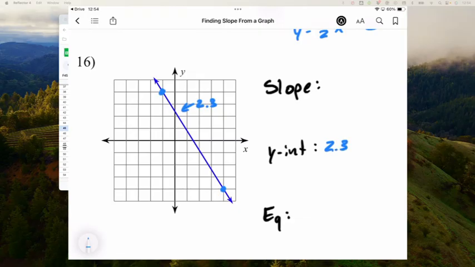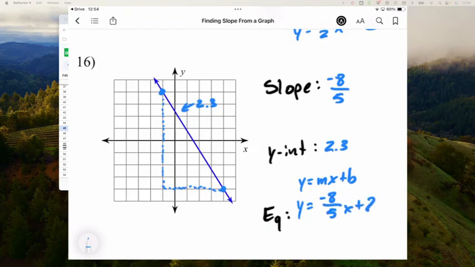And then the slope is going to be negative 1, 2, 3, 4, 5, 6, 7, 8. And across 3, 4, 5. Negative 8 over 5. Equation, y equals mx plus b. Y equals negative 8 over 5 x plus 2.3.